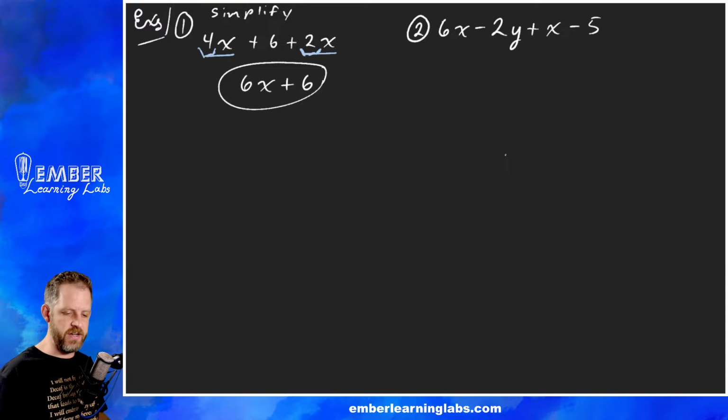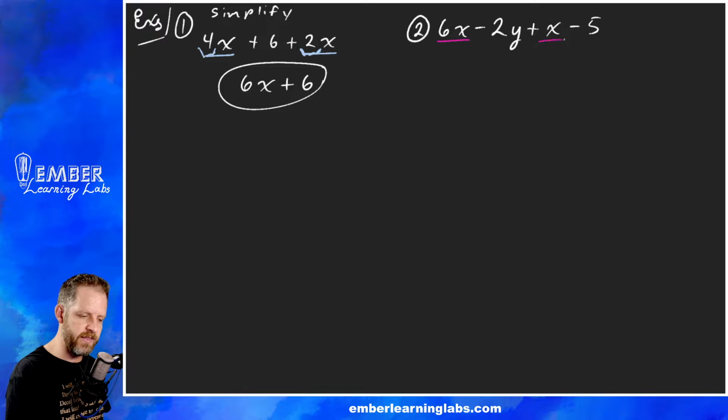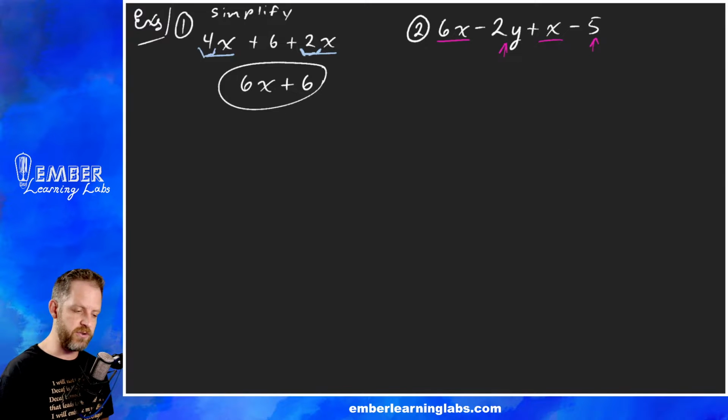So we're going to do something very similar, right? We're going to identify our like terms. They're right there and right there. The ones with X's on them are alike. This one right here doesn't have an X. It has a Y, so that one's not alike. This one doesn't have any variable, so it's not alike either, right? So we're just going to combine those two like ones.